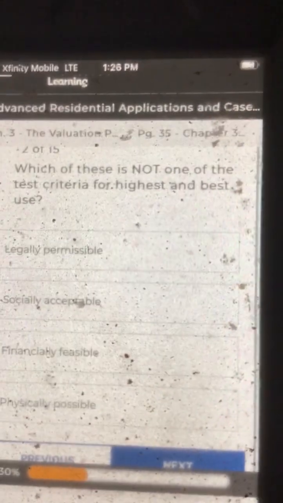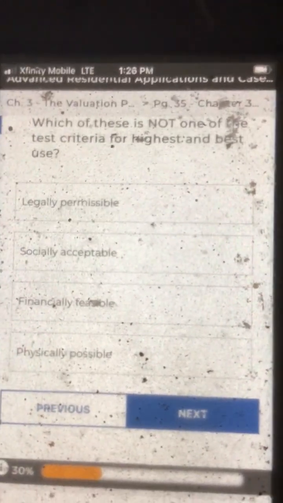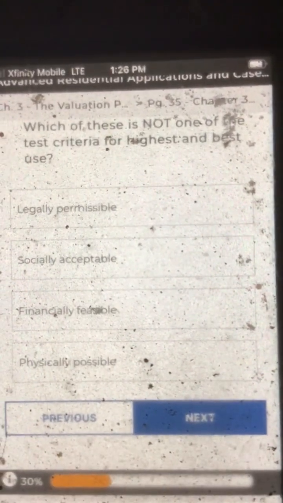Number 2. Which of these is not one of the test criteria for highest and best use? A. Legally permissible, B. Socially acceptable, C. Financially feasible, or D. Physically possible. I'm going to go B. Socially acceptable.